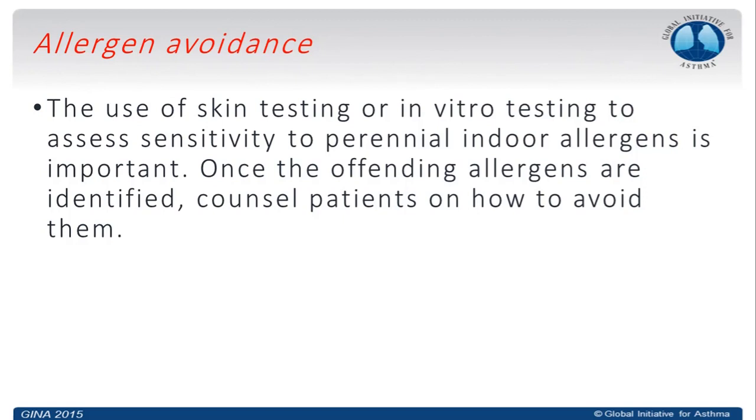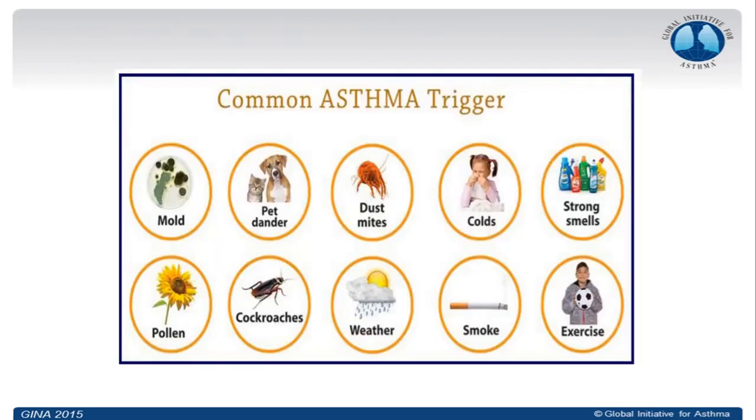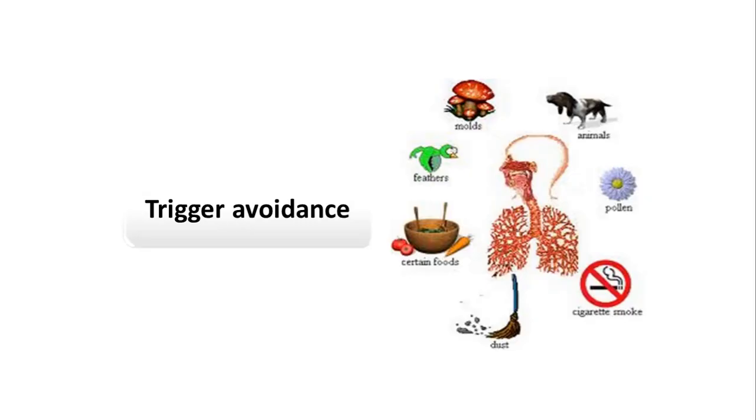To avoid الالرجين بعد ما نعمل السكين تيستينج to assess the sensitivity for potential indoor allergen. هذا how you can conduct the skin prick test and check which the patient is having a large wheal and advise the patient to avoid the trigger allergen. ممكن تكون هذه common asthma trigger, mite dust, cold, strong smell, والsmoke والweather والcockroach sometimes.